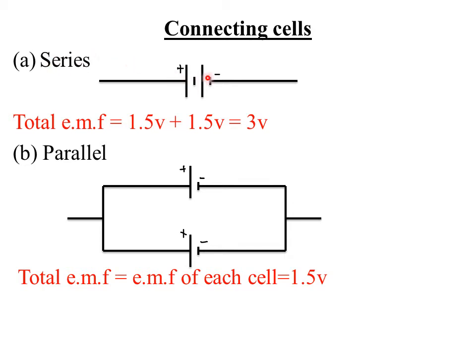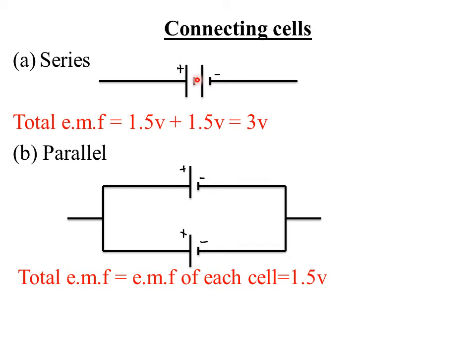For example, in this case we have two cells here. One is this one, then we have another cell here. You see the positive terminal of the second cell is connected to the negative terminal of the first cell, whereas the negative is also connected to the positive. So if two cells are connected in such a way that the positive terminal of one cell is joined to the negative terminal of the other cell, then we say such cells are in series arrangement or series connection.